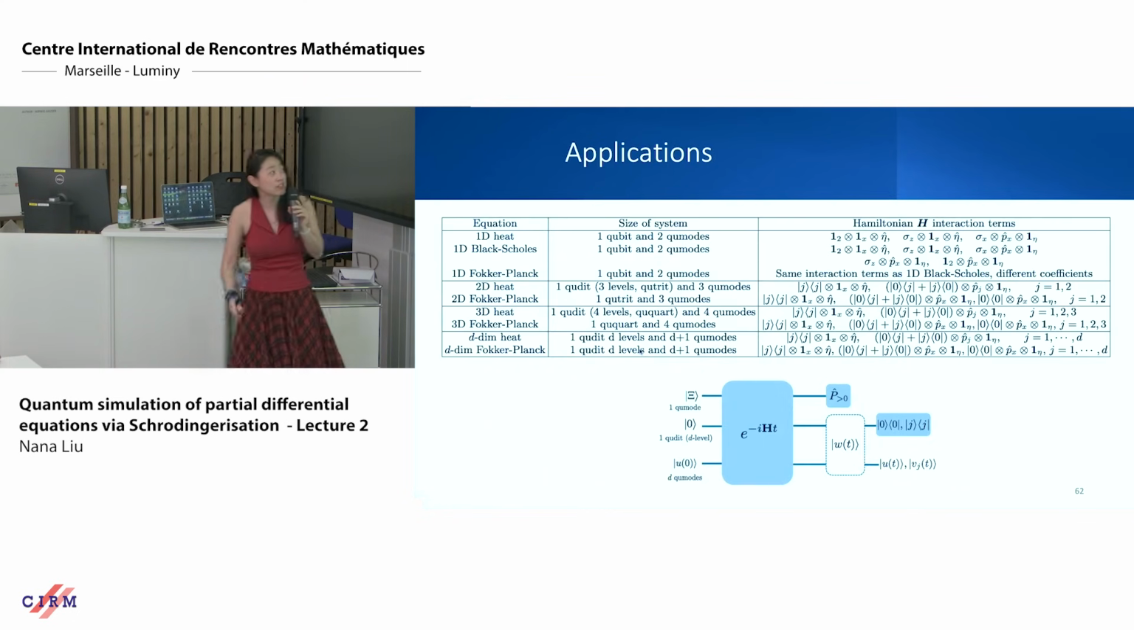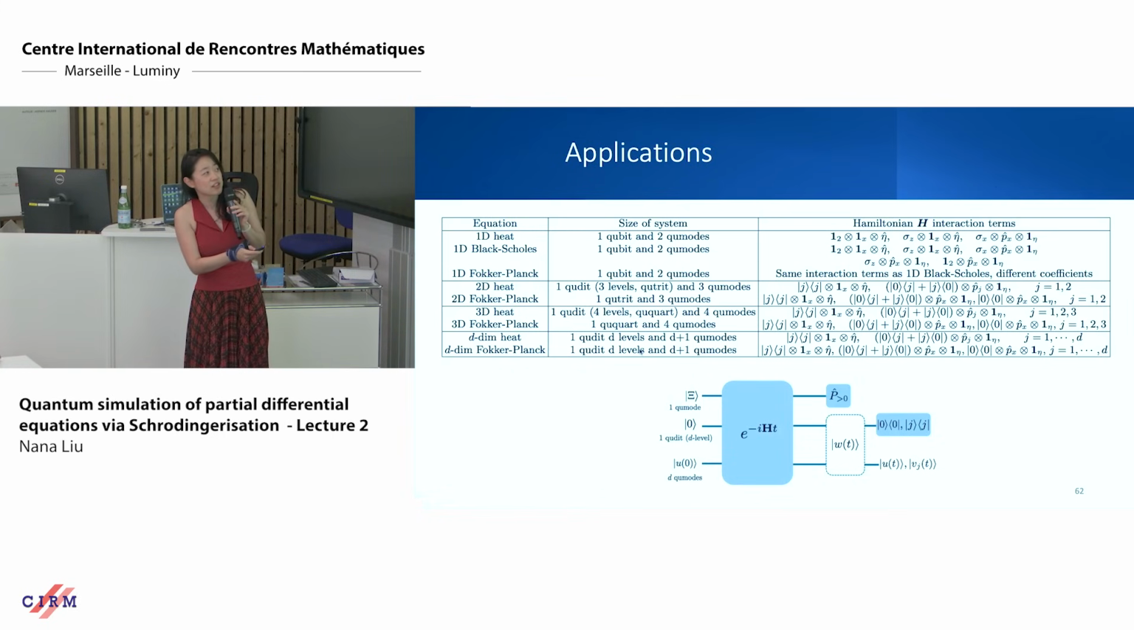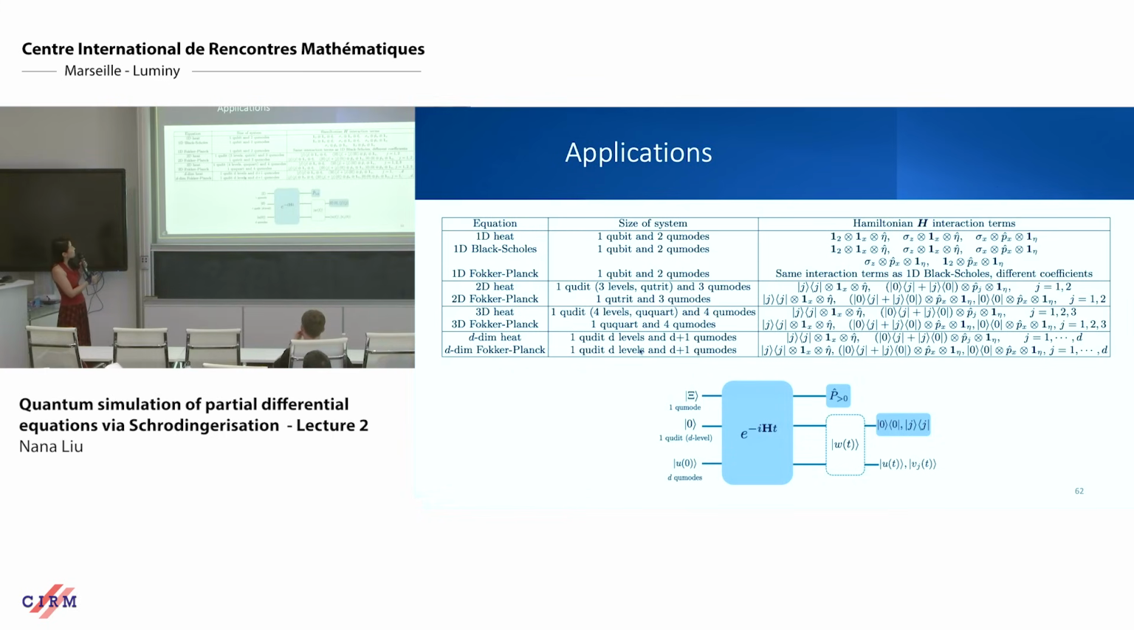So this is an example. I just write down some terms: if we want to do 1D, 2D, 3D, or D-dimensional problems, what is the size of the system? If you want to do D-dimensional Fokker-Planck, for example, then you need 1 qudit of D levels. Similarly, that's the same thing as log D number of qubits, and then D plus 1 qumodes. So in terms of that cost, it's very small in terms of D.